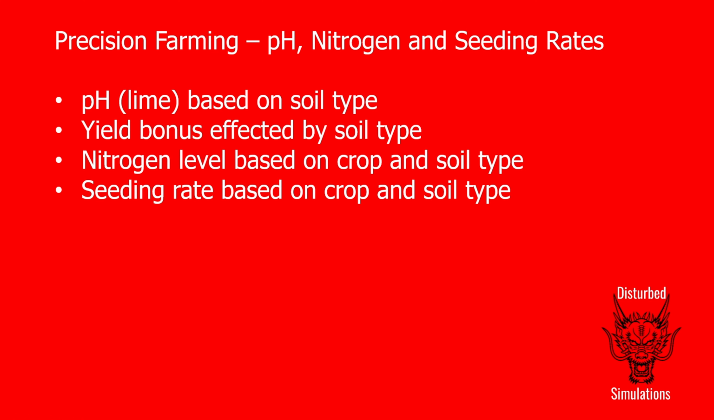So we're going to have a look at pH or lime application level, and that is based on the soil type, the yield bonus that you're going to get, which is also affected by the soil type, the nitrogen level that is required for a crop, and that is based on the crop that's in the ground and the soil type, and the seeding rate. Some crops have variable seed rate, not all crops, and again that is affected by the crop and the soil type. So let's have a look at some of the numbers, shall we?